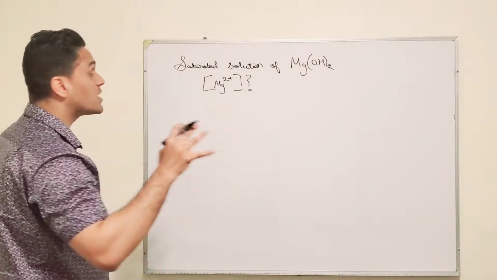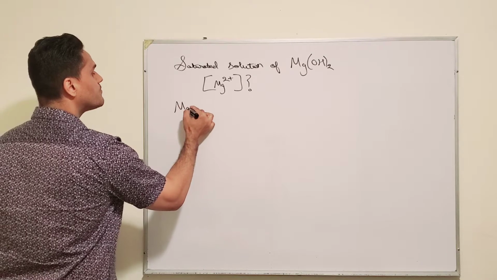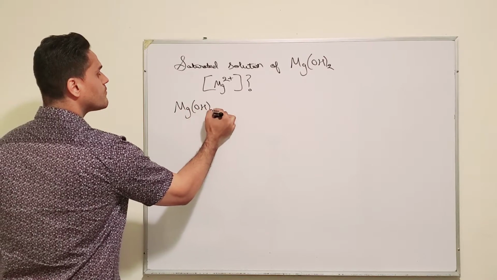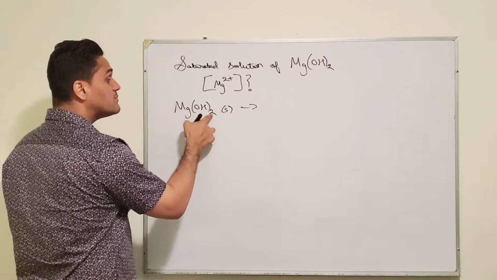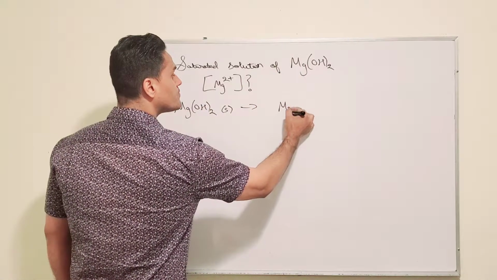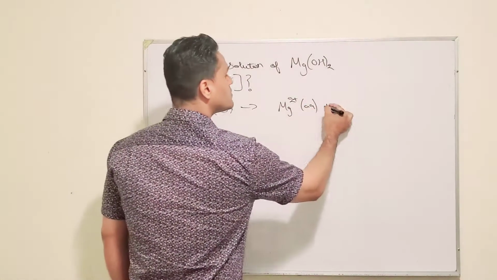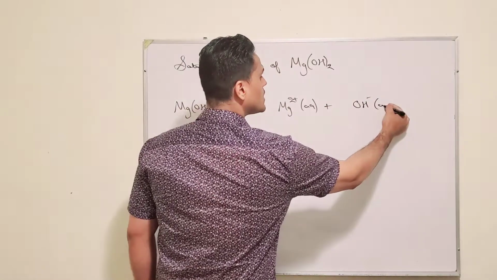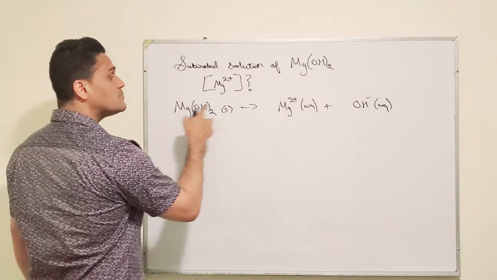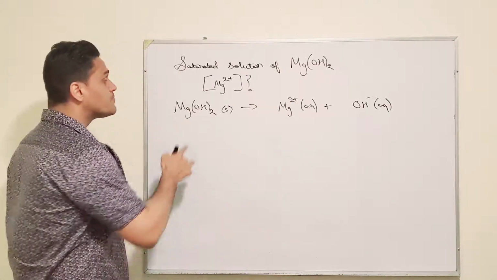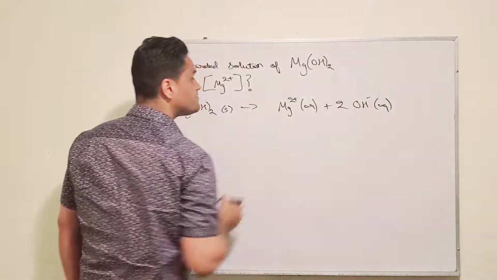Again, as a first step, we're going to write our dissociation equation. So Mg(OH)2 is going to break up. And that's going to give me Mg2 plus aqueous plus OH minus aqueous. Now we need to make sure the equation is properly balanced. I have one Mg, one Mg2 plus, so we're good for that. I have 2 OH minus, so we need to put 2 over there.